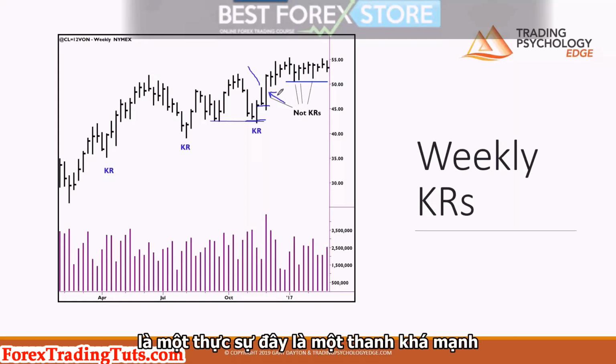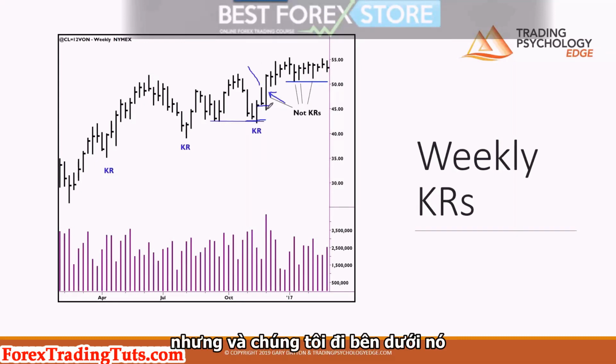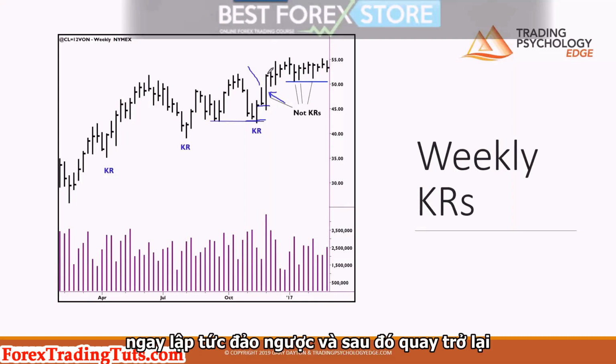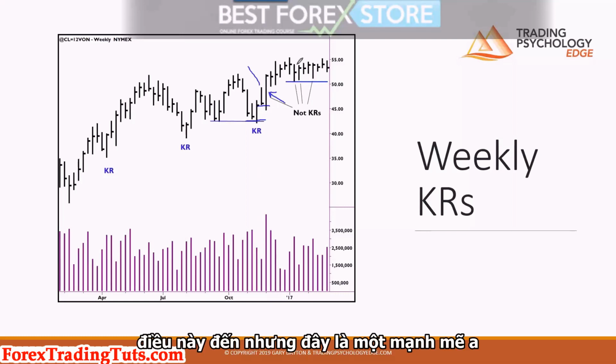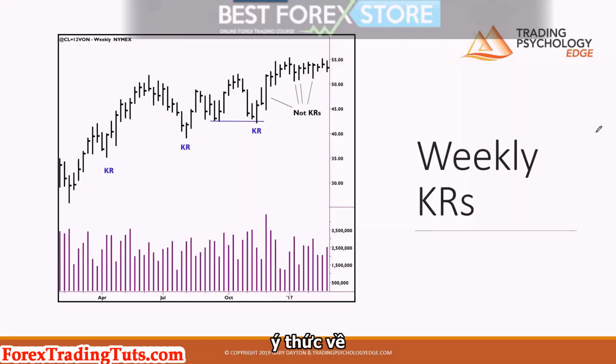This is quite a strong bar here, because there's some weakness that comes in, a little bit of selling comes in, and we go underneath of it, immediately reverse, and then come back up. I mean, trading this, if I were, you'd drop down. This is a weekly chart, so you drop down to the daily to look for opportunities to enter if you see this coming. But this is a strong sense, it's strength coming in.